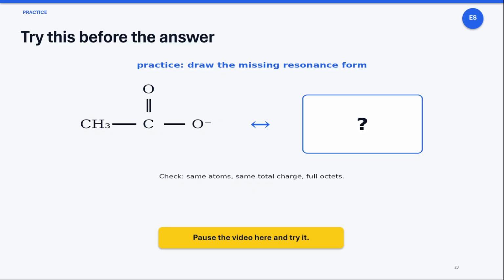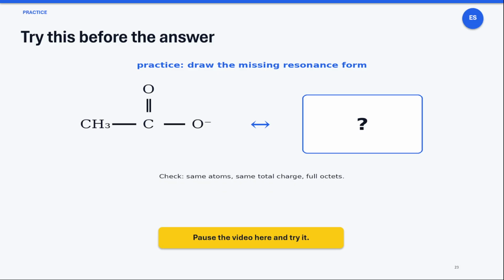Slide 23. Now try this practice question. We are starting with an acetate type structure. One oxygen has a negative charge. The other oxygen has a double bond to carbon. Your job is to draw the missing resonance form. Pause the video here and try it.